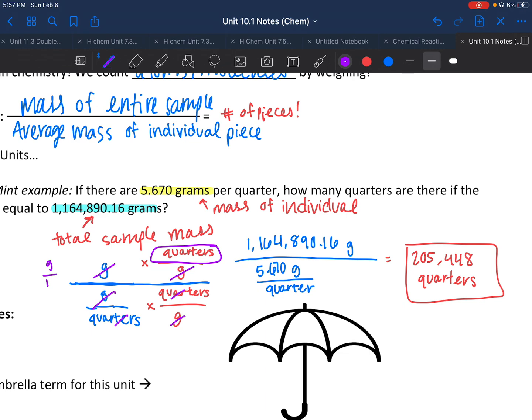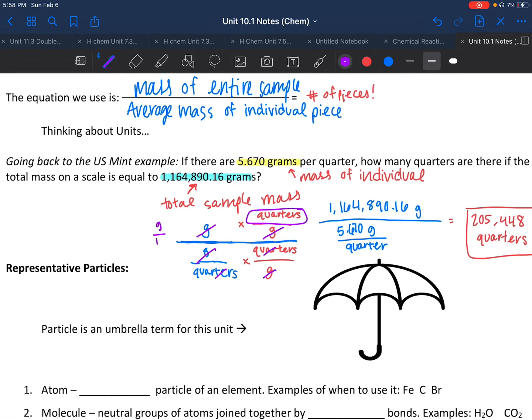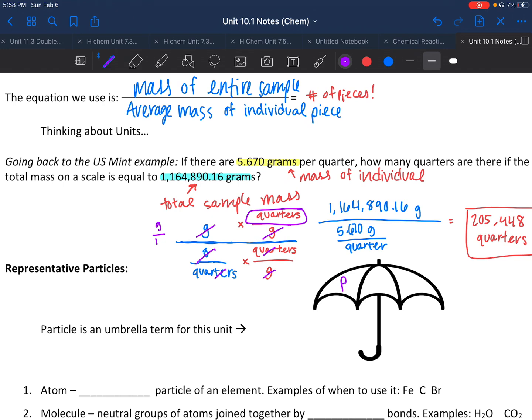All right, so let's talk about representative particles. We first have to figure out the right terms to use because, as we know, we've talked about covalent molecules, ionic compounds, and atoms, and these are all fancy names that fall under what's called an umbrella term: particle. Particle is just very generic, all right? So I'm going to label my umbrella particle. We can refer to all these things I just listed as a particle, but if we want to get more specific, the things that fall underneath it are atoms.